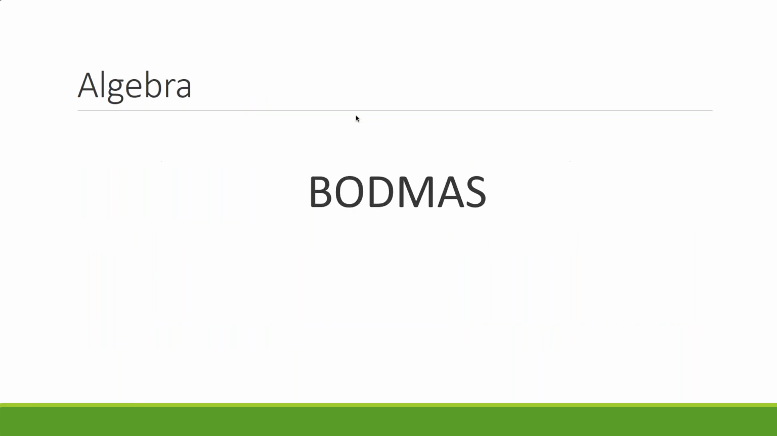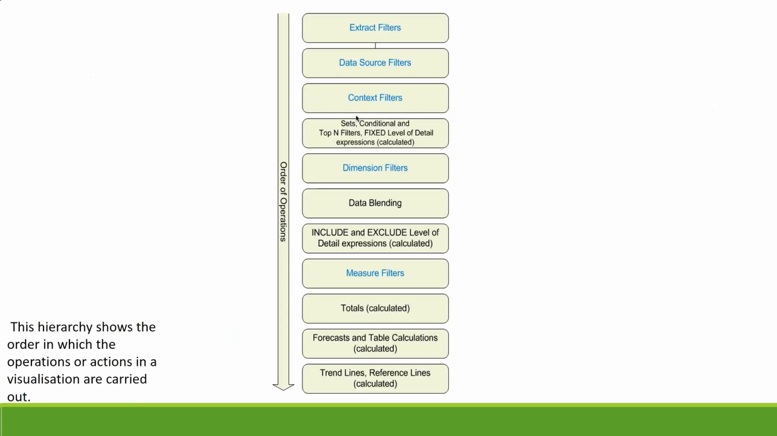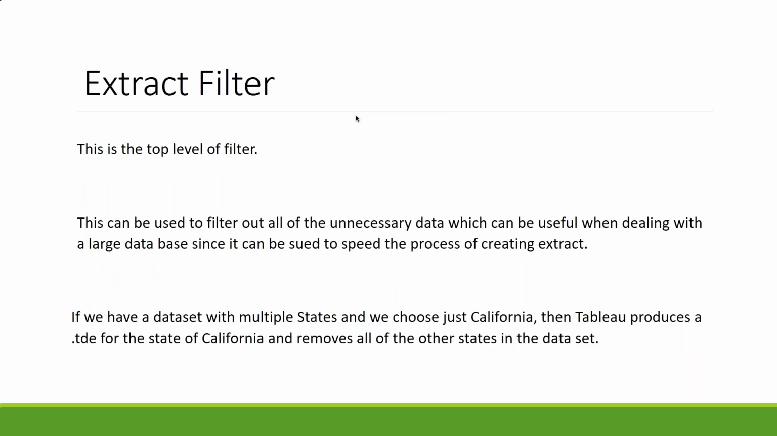Just going back to that table. It's a little laggy. Okay, we're going to work through how the filtering works. The extract filter is the most top level filter. This one is used if you have a big data set and you just want to cut it down and make everything much faster.